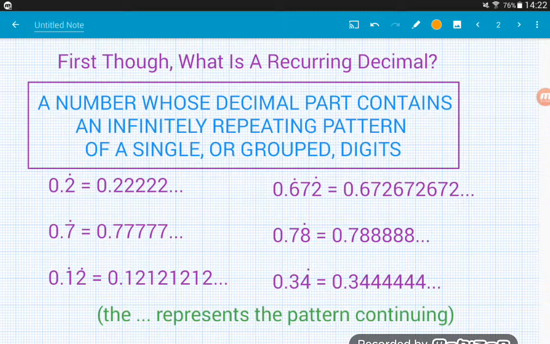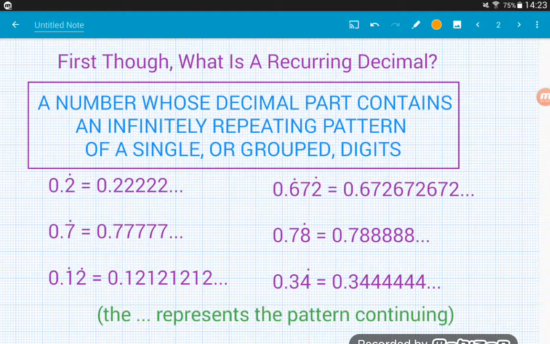Now we use a little dot over the recurring part of the decimal to represent what keeps repeating. So 0.2 with a dot over it just means 0.22222 forever and ever. Same as 0.7 with a dot over it. If we get 2 digits that repeat, like this bottom left one, 0.12, each digit has a dot above it, so that's 0.12121212 forever and ever.